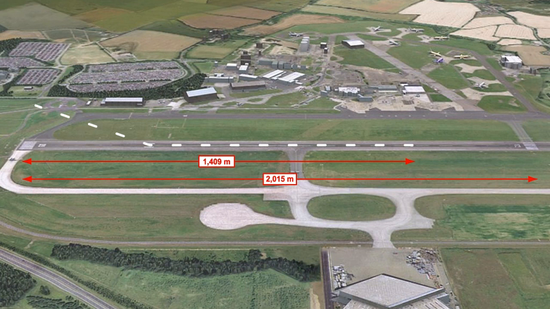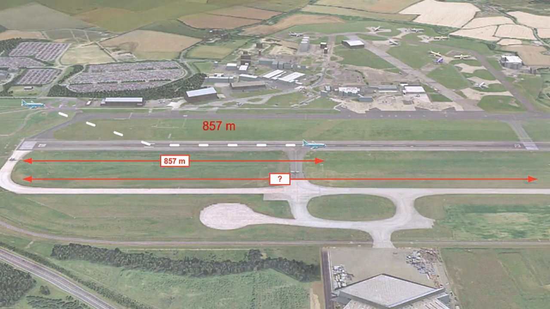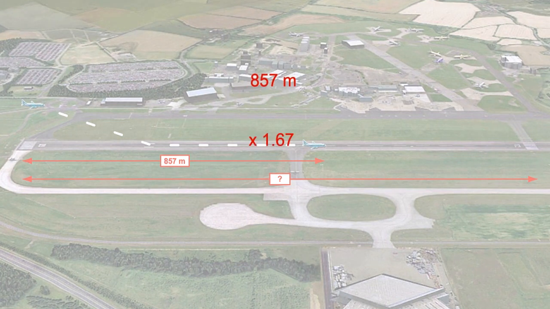Let us carry out one more example, but this time using a turbojet aeroplane. Remember, turbojets must land within 60% of the runway, and the factor to use is 1.67. If the calculated landing distance is 857 meters, what is the minimum length of landing distance available? For this example, multiply 857 by 1.67. This gives an answer of 1,431 meters. Therefore, the landing distance available must be more than 1,431 meters long.